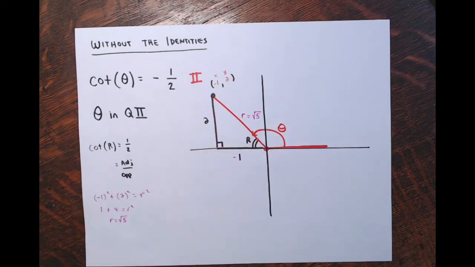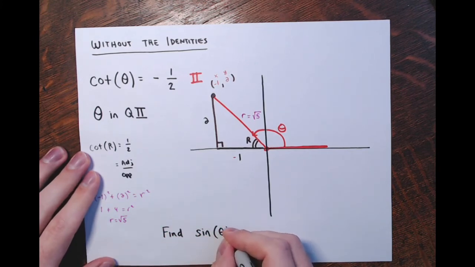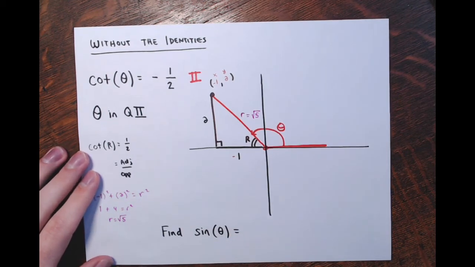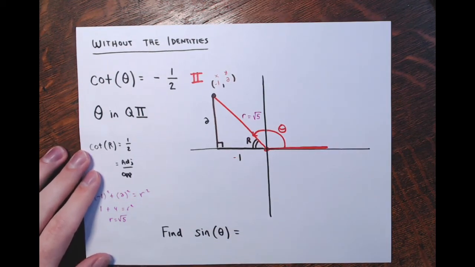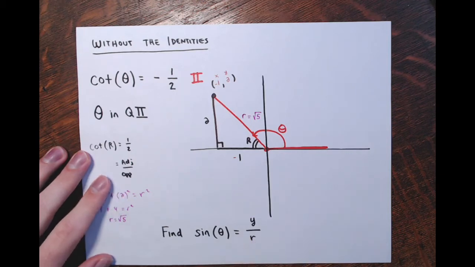Now I have all the information I need to find what they're asking for. They wanted you to find the sine of theta. If you recall those relationships from earlier with x, y, and r on our pictures of angles, the sine of an angle was the y coordinate of a point on the terminal side divided by the radius, the distance to the origin. So here that would be 2 divided by the square root of 5. And it should be positive, since it's in the second quadrant. Y coordinates are positive, so sine's positive. If you want to rationalize, this would be 2 times the square root of 5 divided by 5.